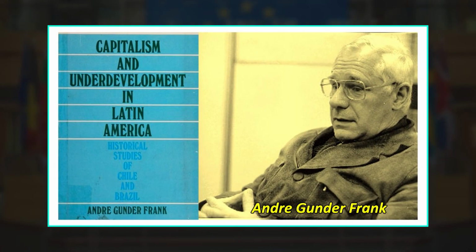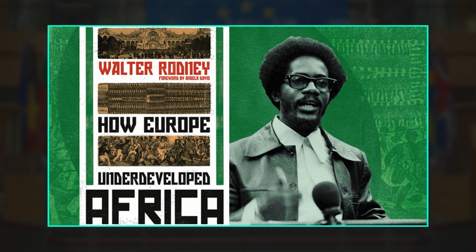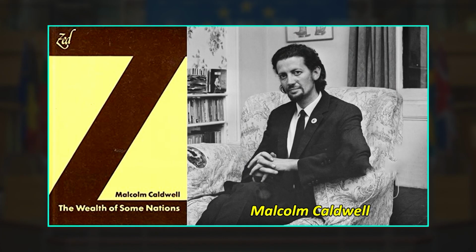The idea that the diffusion of capitalism promotes underdevelopment and not development in many parts of the world was embodied in Andre Gunder Frank's Capitalism and Underdevelopment in Latin America that was published in 1967, Walter Rodney's How Europe Underdeveloped Africa, published in 1972, and Malcolm Caldwell's The Wealth of Some Nations, published in 1979.